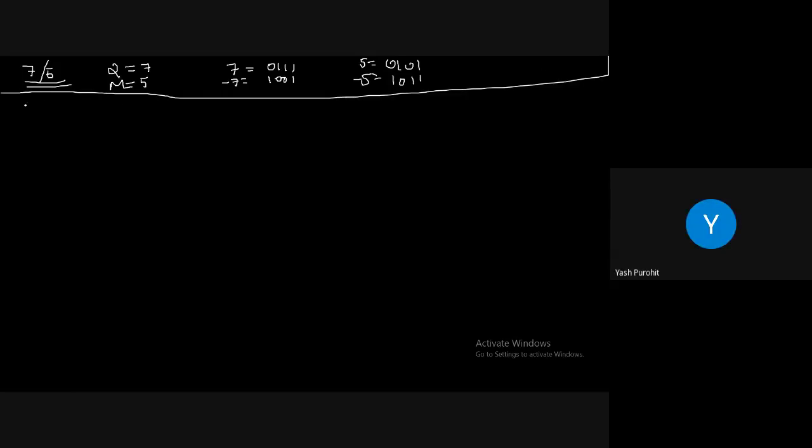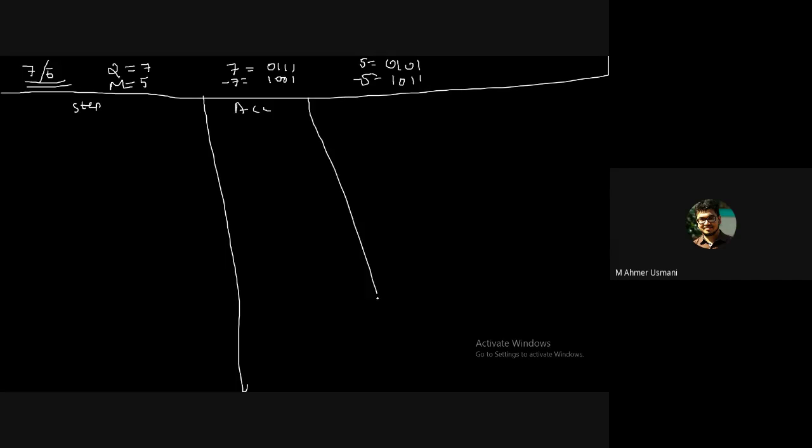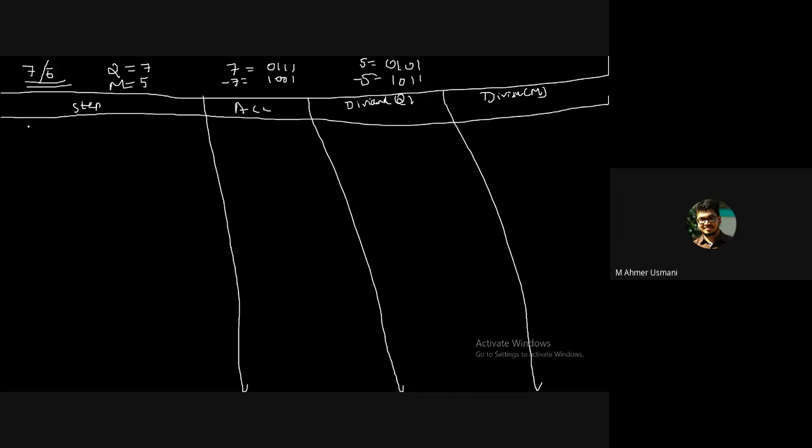I need to make a table. So the first column is the step, the next column is the accumulator, the column after that is Q, which is your dividend. And last, what is there? Divisor. We have the divisor, which is nothing but your M. Okay, so get the initial values, the initial step.